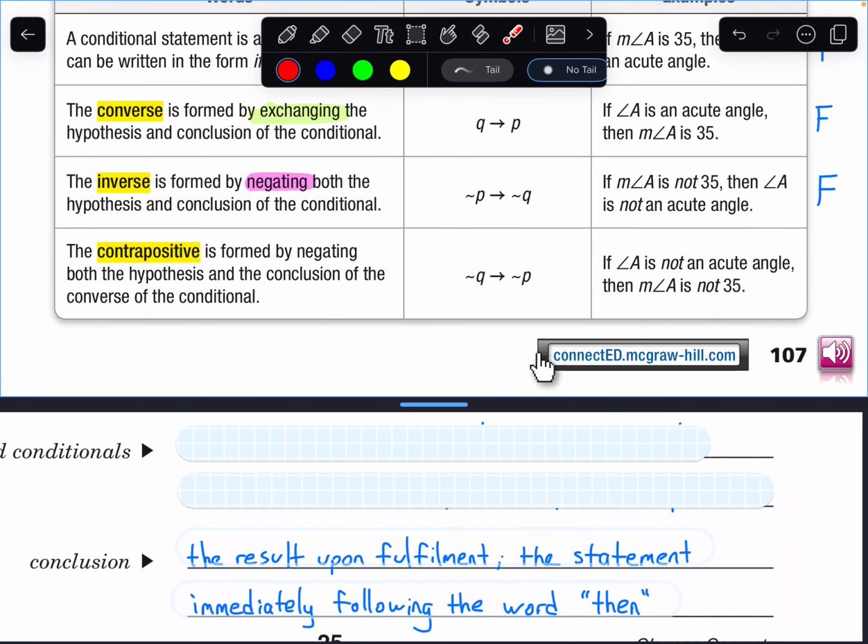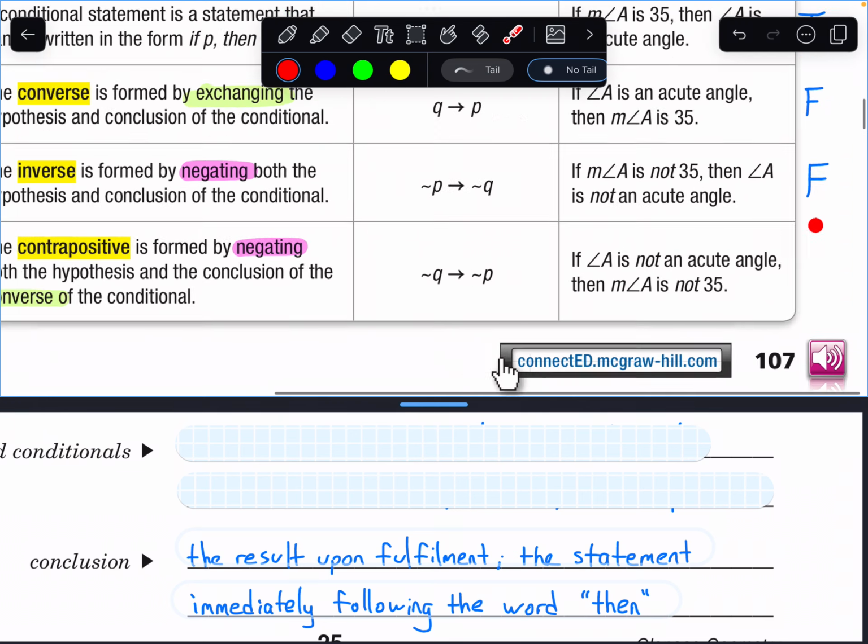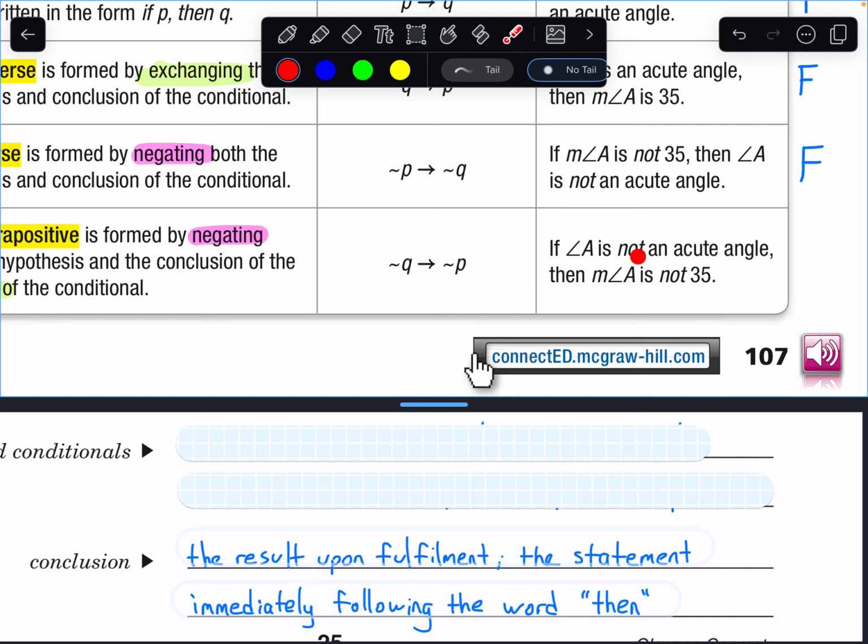The contrapositive is formed by negating both the hypothesis and the conclusion of the converse of the conditional. So here we are negating, and remember the converse started by exchanging. The contrapositive does both. It states, if not Q, then not P. For example, if angle A is not an acute angle, then the measure of angle A is not 35 degrees. Acute angles are always less than 90, so if it's not acute, it must be more than 90, so there's no way it could be 35 degrees. This statement is true.